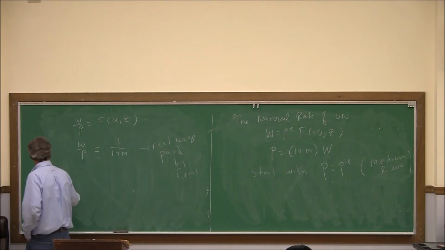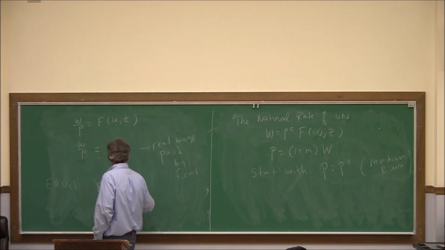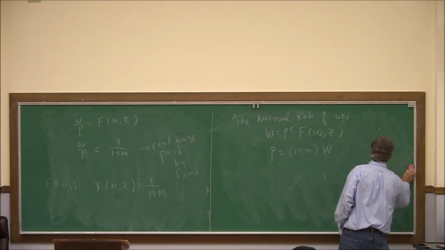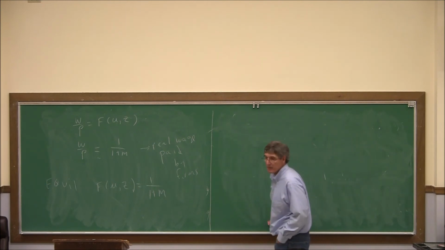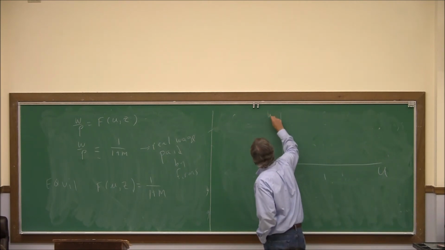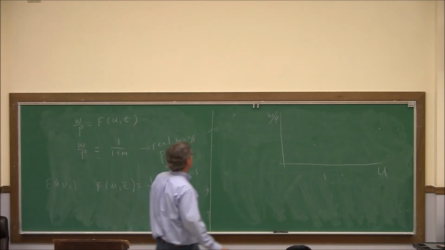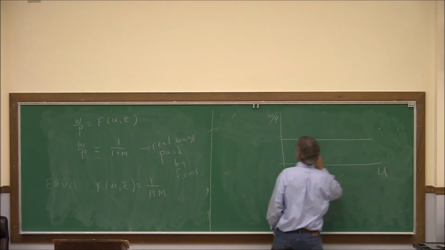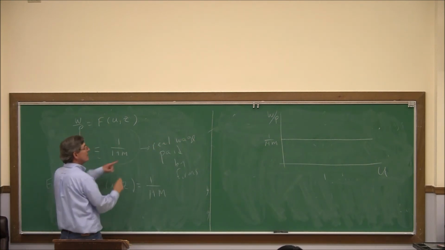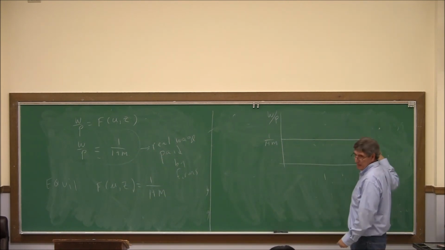So the equilibrium is very simple. I'll draw a picture of it in just a second. The equilibrium is simply F of U and Z equals 1 over 1 plus M. Put unemployment on that axis and the real wage on this one. This is 1 over 1 plus M. That's this equation, that's that line right there. There's no U's in here, so it's horizontal. Doesn't matter what U is, it's the same value.